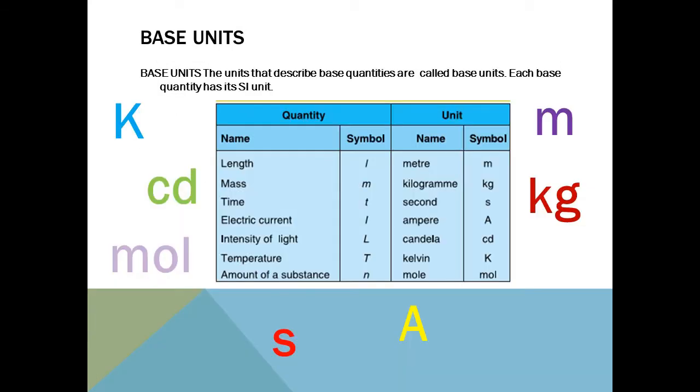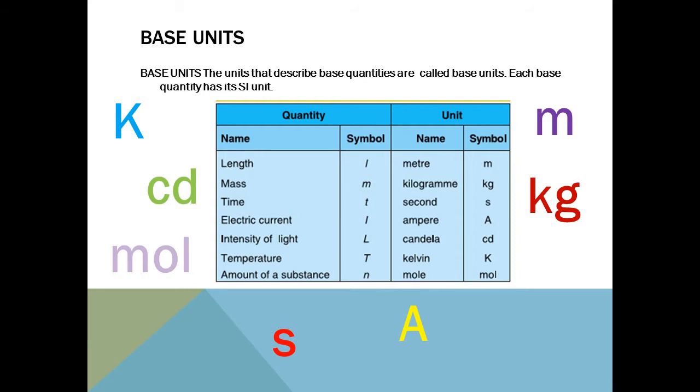Now base units. The units that describe base quantities are called base units. Each base quantity has its SI unit. In the first row you can see we have quantity and units. In the second row numbers and symbols are present.